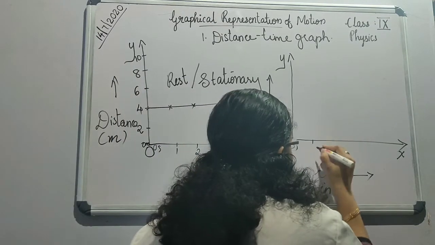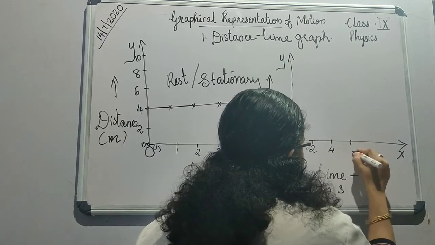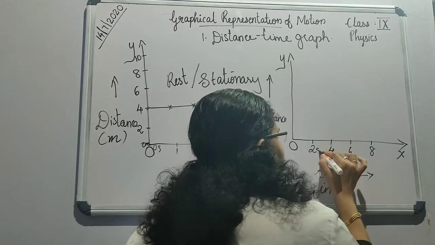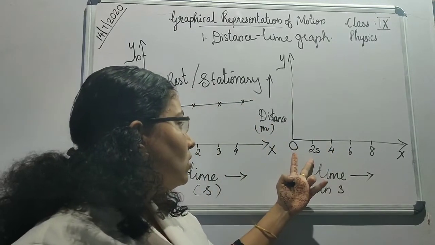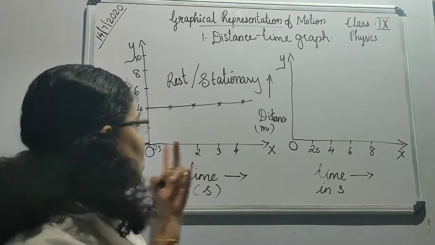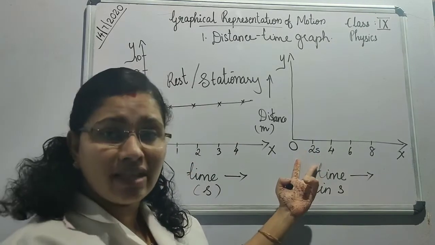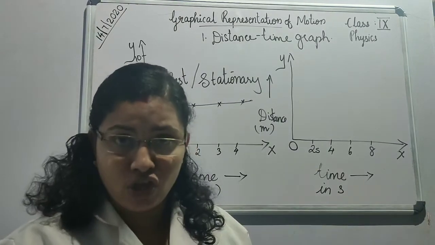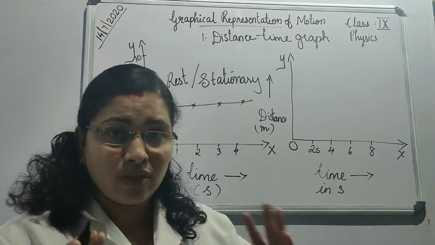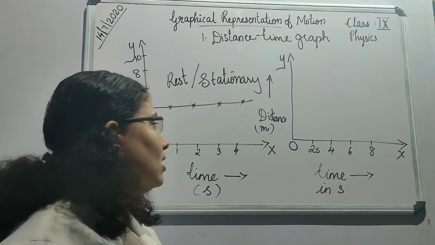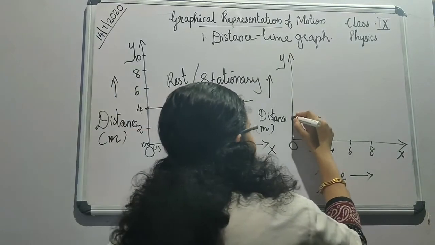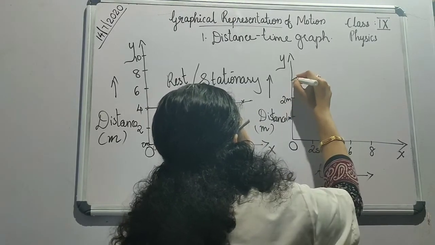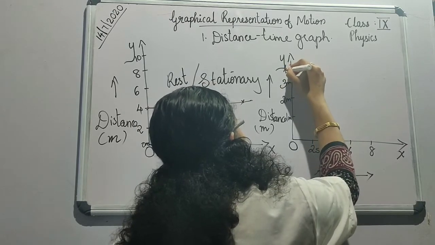And I'll be taking 2 second, 4 second, 6 second, 8 second, like that. Okay, so here I have taken 10 division is equal to 1 second, and here I have taken 10 division is equal to 2 seconds. As I have said, scale can be taken according to our choice. Okay, and with respect to the question, we can choose any scale. Okay, and here I am taking, this is 1 meter, 2 meter, 3 meter, 4 meter, like that.